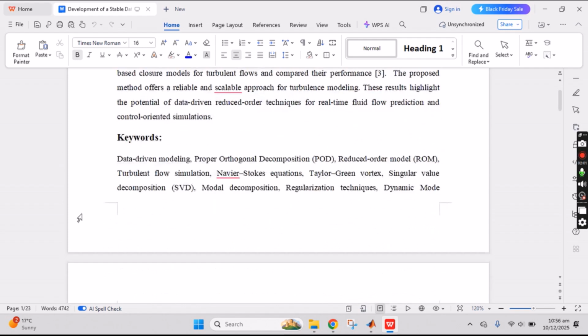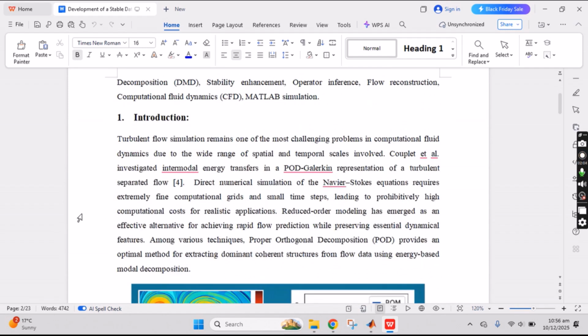Okay. So here is the keyword with the introduction. In the introduction, we discuss how turbulent flow simulation remains a challenging problem in computational flow, and how we are using the investigation of the intermodal energy transfer in the POD and Galerkin representation of the turbulent separated flow, and how direct numerical simulation of the Navier-Stokes equation requires extremely fine computational grids with small time steps.